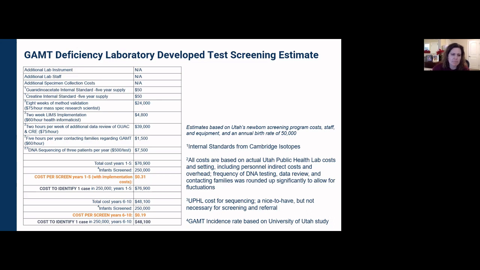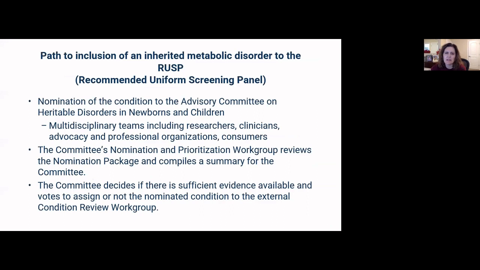Beyond that, when you do not have to factor in the implementation, the cost is as low as 19 cents a baby. So we just wanted to share all of that to give you an idea of the low impact of integrating GAMT into the screening. Next slide, please. And then I'll let Dr. Pasquali finish up.